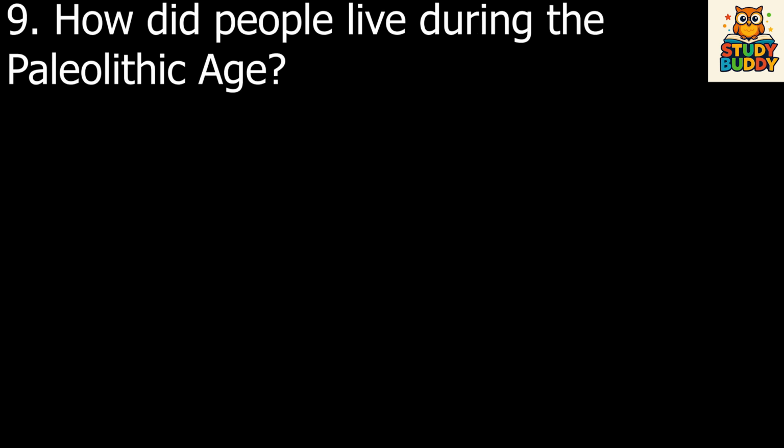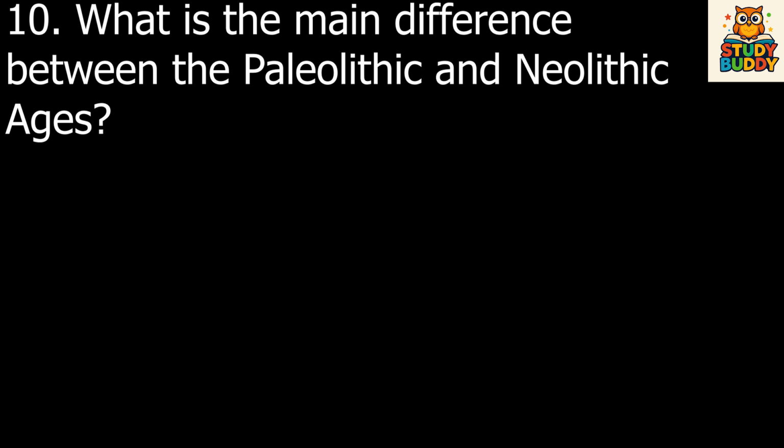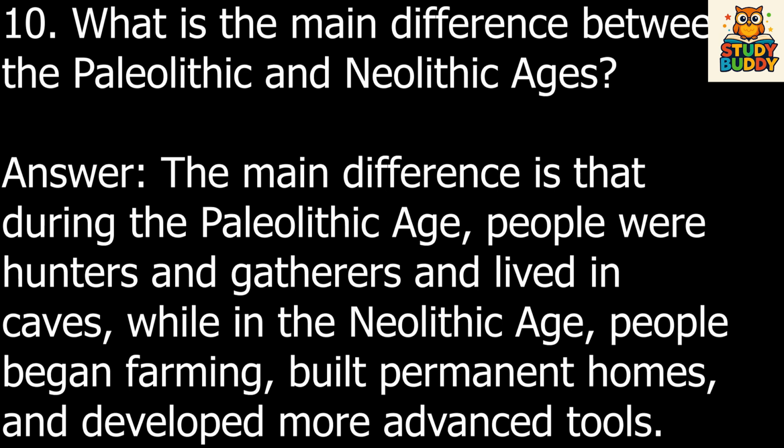How did people live during the Paleolithic age? People during the Paleolithic age were nomads. They moved from place to place in search of food, and they lived in caves and used simple stone tools. What is the main difference between the Paleolithic and Neolithic ages? The main difference is that during the Paleolithic age, people were hunters and gatherers and lived in caves, while in the Neolithic age, people began farming, built permanent homes, and developed more advanced tools.